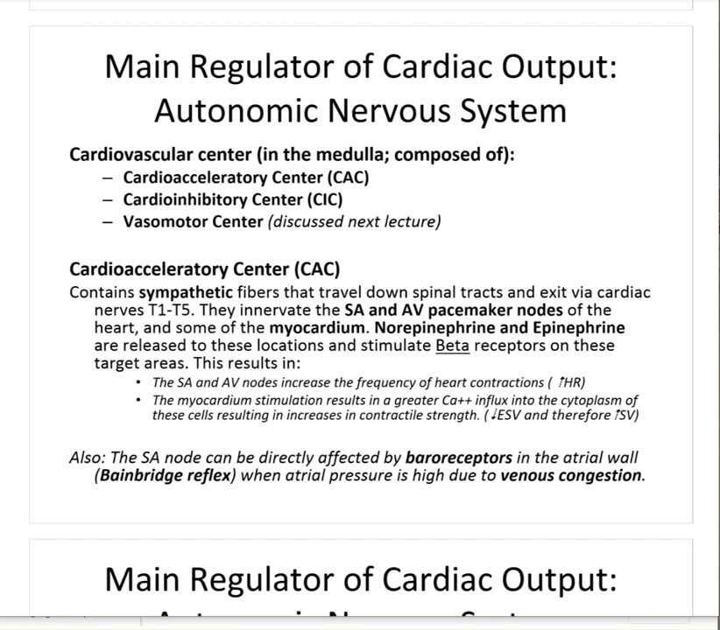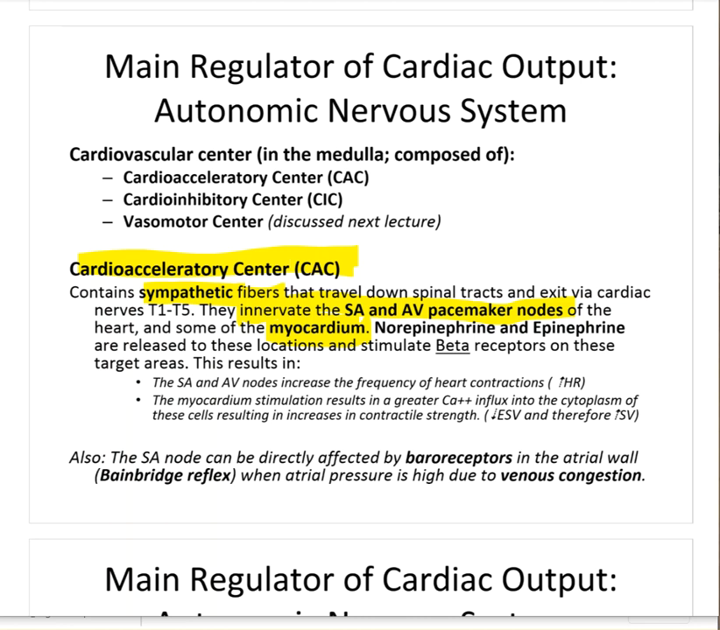Now the nice thing about these is they're named pretty well. The acceleratory center, CAC, has sympathetic fibers. These go out nerves T1 to T5, and they innervate both the SA and the AV nodes. They also innervate some of the myocardium. Okay? What they release is epinephrine and norepinephrine, and they have beta receptors. You probably remember we mentioned there were alpha and beta receptors back in 231, but we never really talked much about them. Well, here's the time we're going to talk about them.